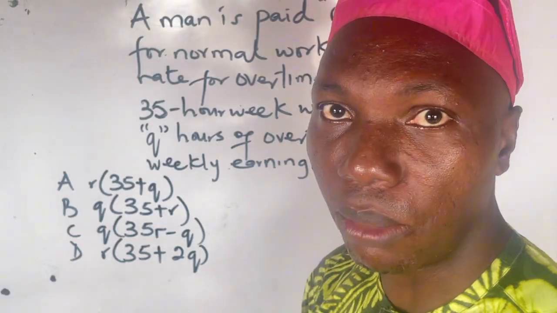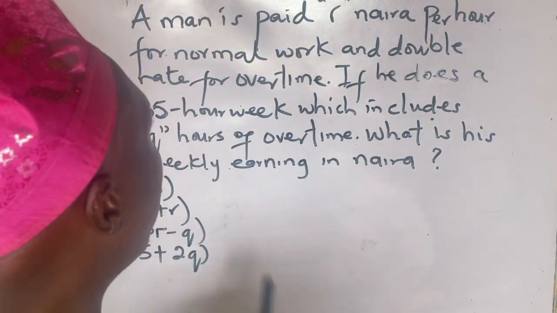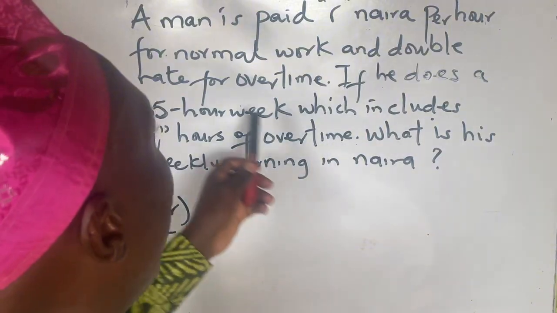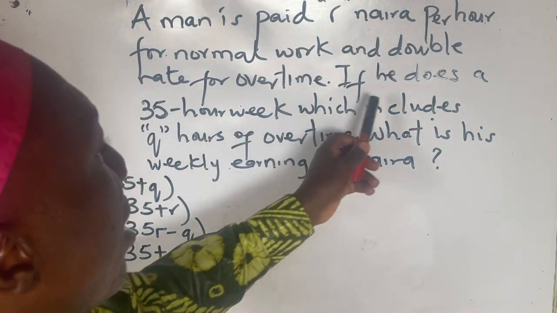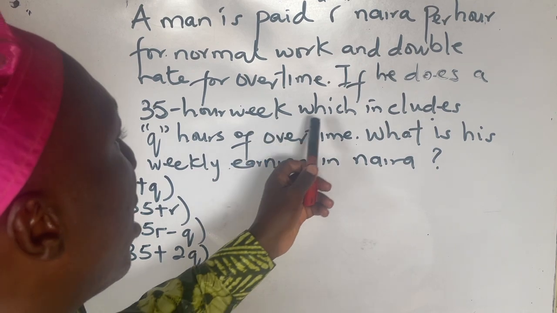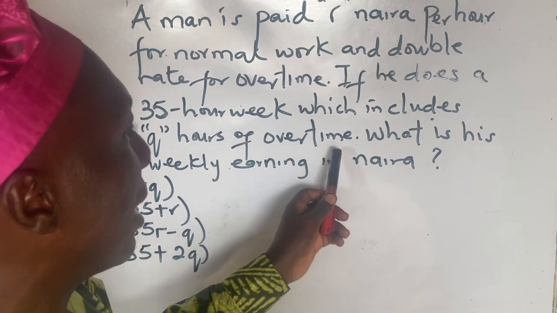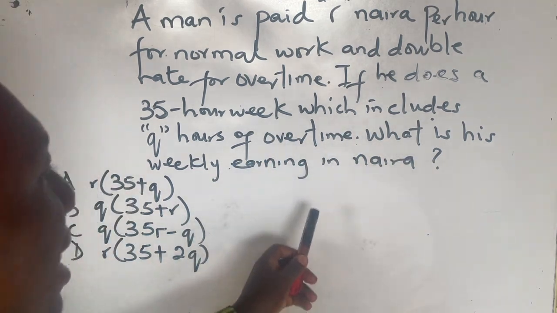Let's solve this problem on the board. We have a man who is paid 100 naira per hour for normal work and double rate for overtime. If he does a 35-hour week, which includes 2 hours of overtime, what is his weekly earning in naira?